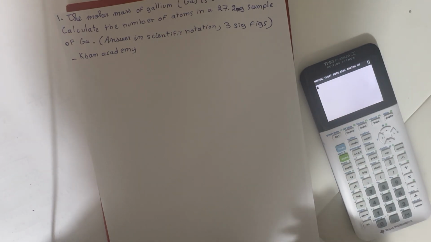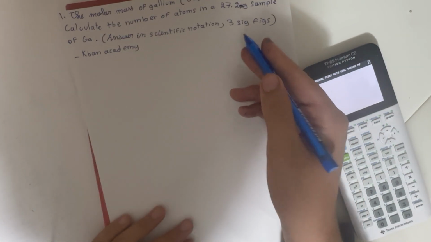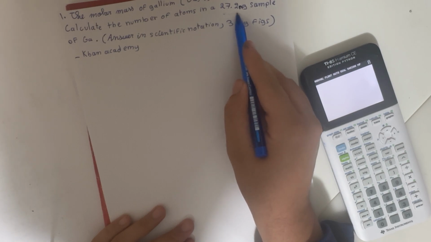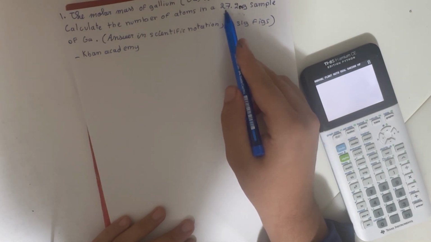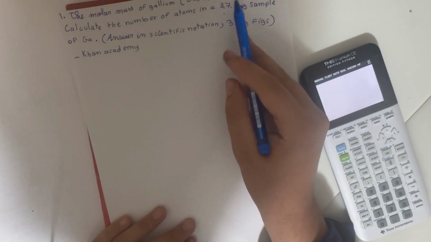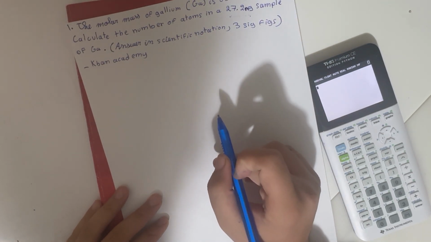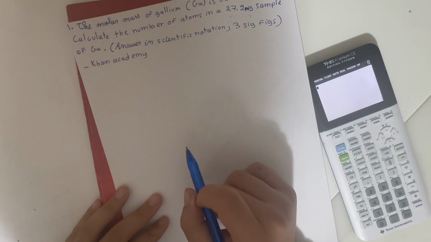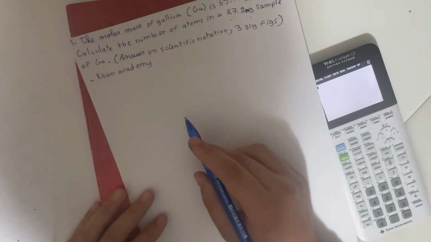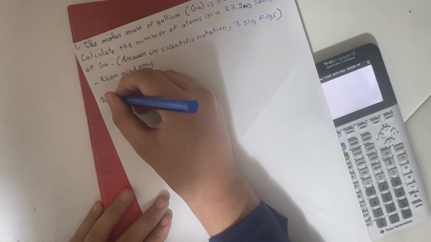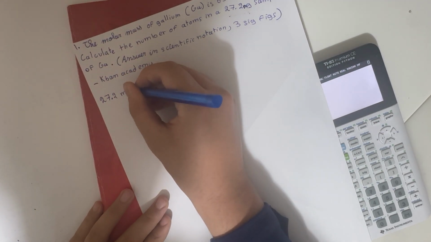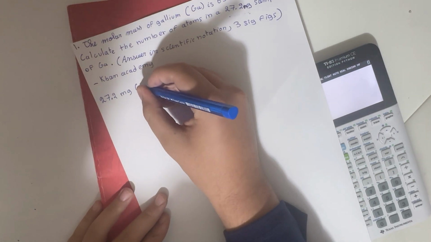First of all, we know that the sample here is in milligrams. So we're going to convert that to grams, because as we can see here, the molar mass is in grams per mole. So first thing is we convert the 27.2 milligrams of gallium into grams. We're going to go ahead and write that down: 27.2 milligrams gallium.